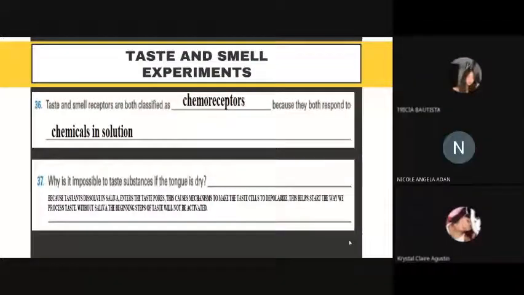For the last part of special senses, taste and smell experiments. Number 36. Taste and smell receptors are both classified as chemoreceptors because they respond to chemicals in solution. Why is it possible to taste substances if the tongue is dry? Because the substances dissolve in saliva and enter the taste pores. These cause mechanisms that make the taste cells depolarize. Without saliva, the beginning steps of taste will not be activated.